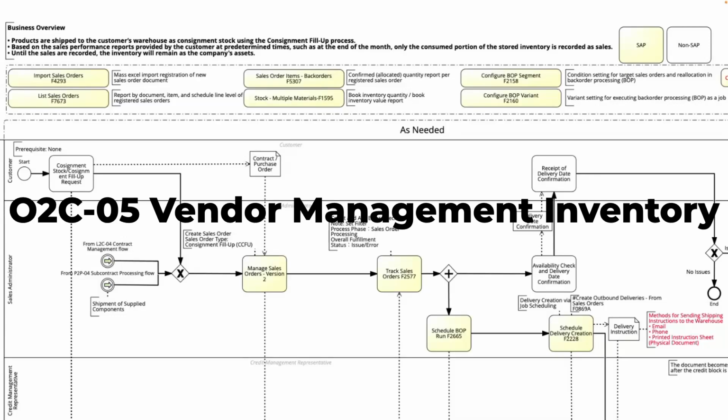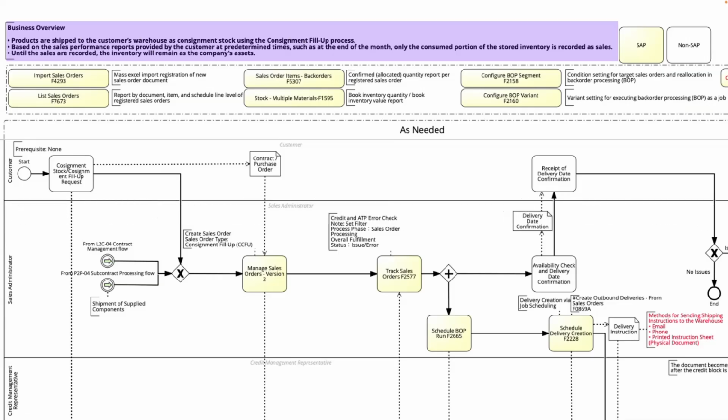In this video, I'll walk you through the O2C-05 Vendor Management Inventory workflow. This flow is used to support a business model where products are stored at the customer's location, but remain the property of the supplier until they are actually consumed or withdrawn by the customer.